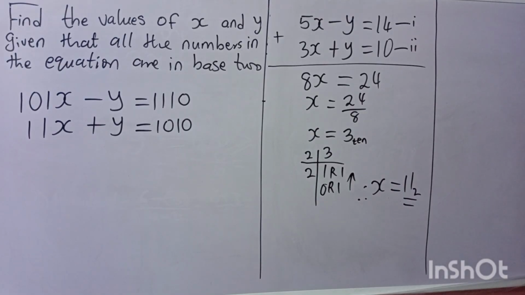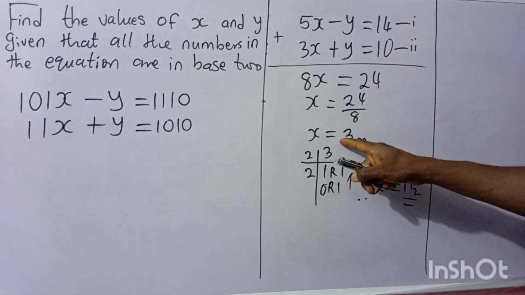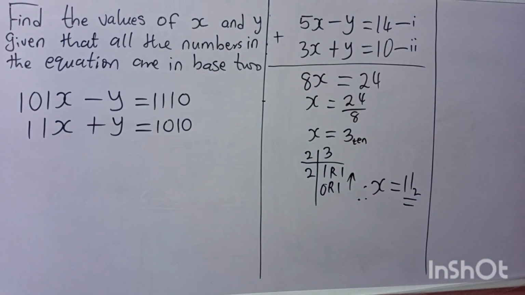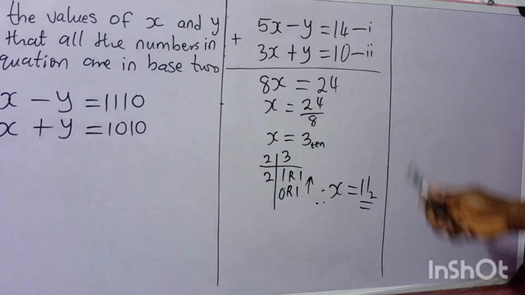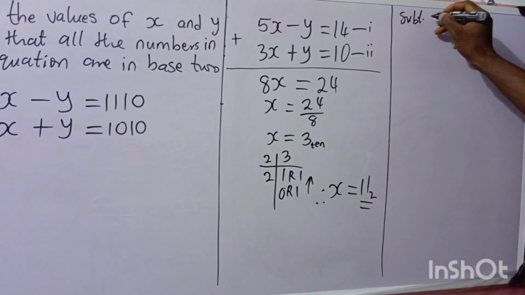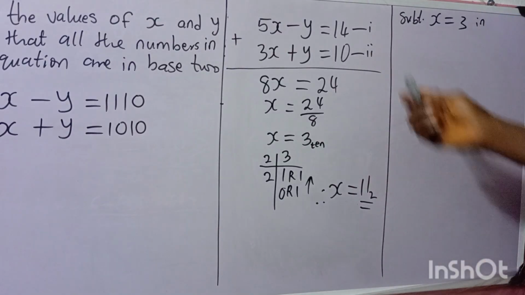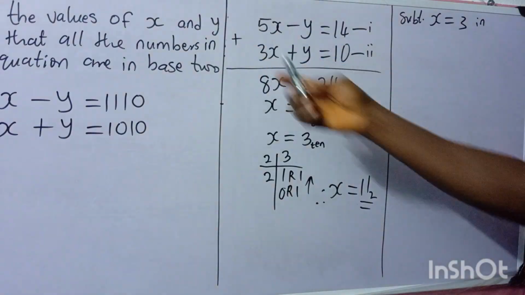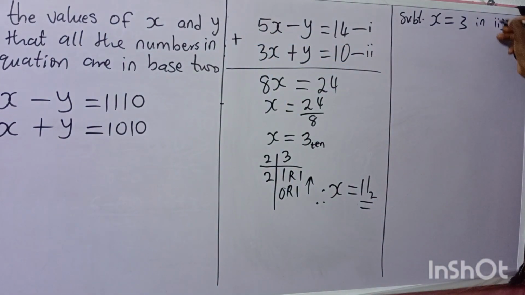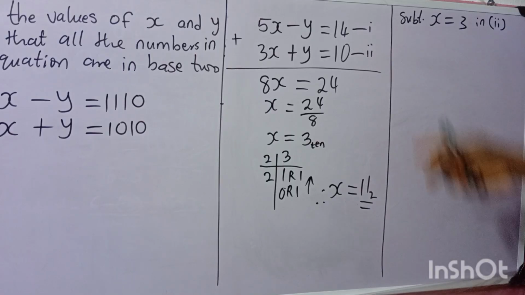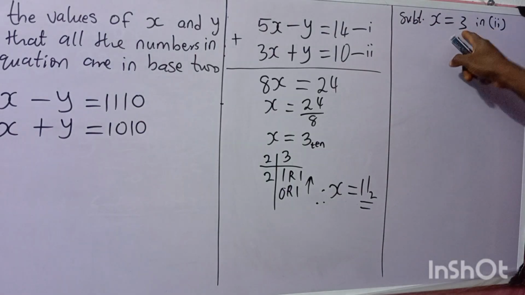We can use the same pattern to get the value of y. But this time around, we are going to be substituting the value that we have as x in any of the equations for us to be able to find the value of y. So let's get that immediately. Now, to find the value of y, we substitute x equal to 3 in decimal in equation number. We can use any of the equations. We can use equation 1. We can use equation 2. So let's address it in equation 2.